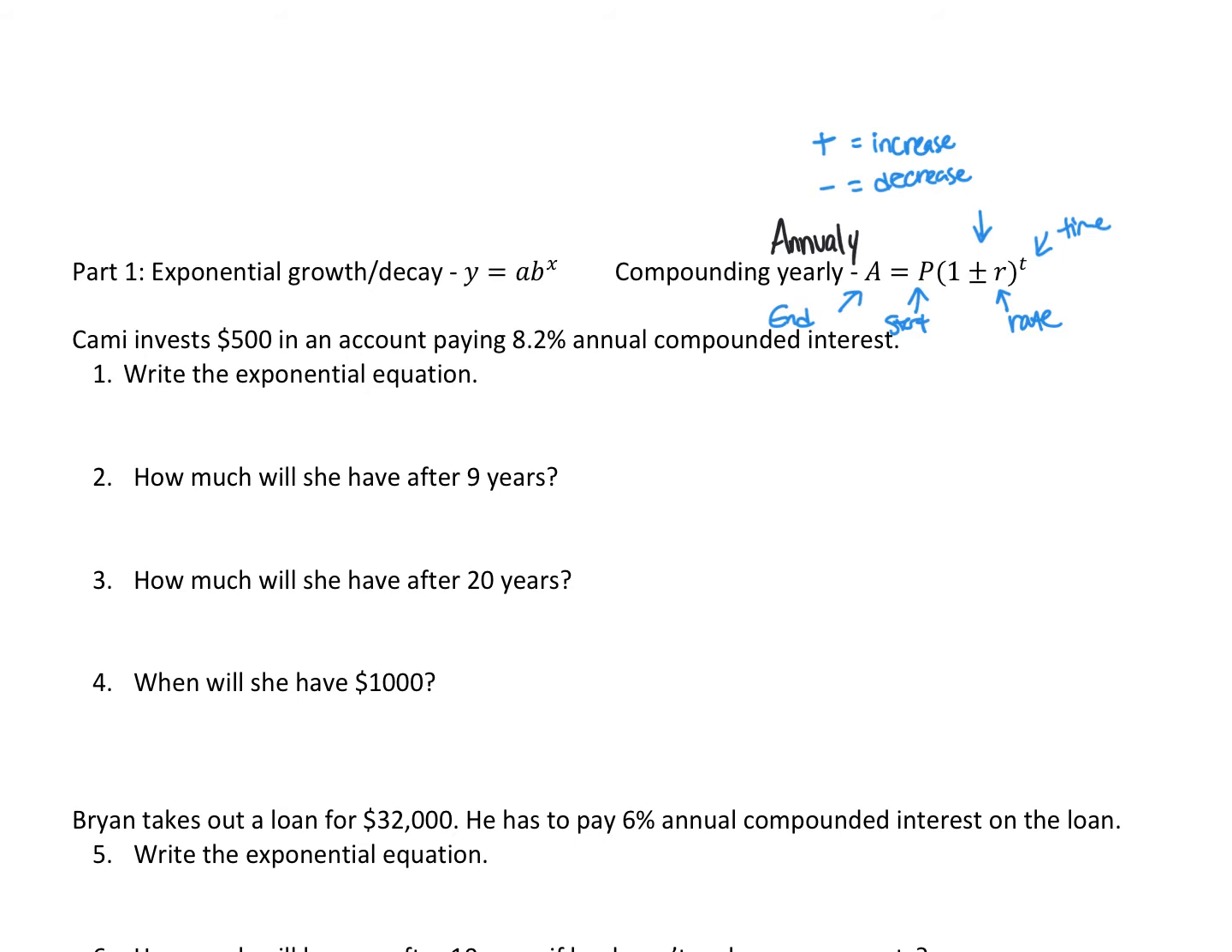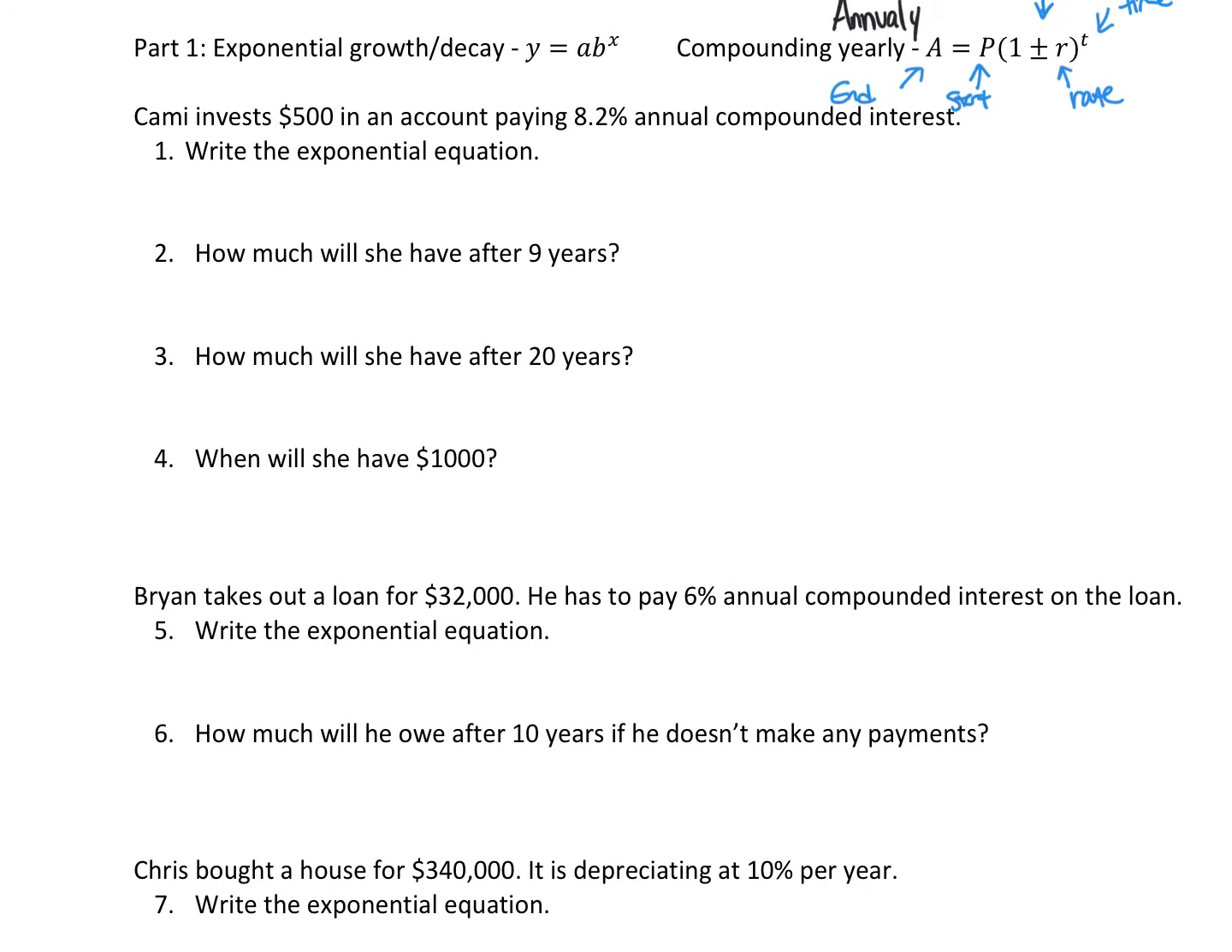So let's take a look at problems 5 and 6 to see a little bit more about that. So if we take a look here, it says, let's see, where's my highlighter? There we go. Brian takes out a loan for $32,000.